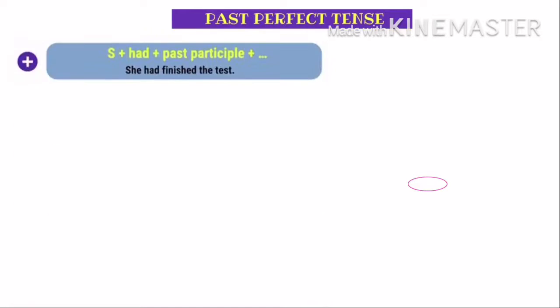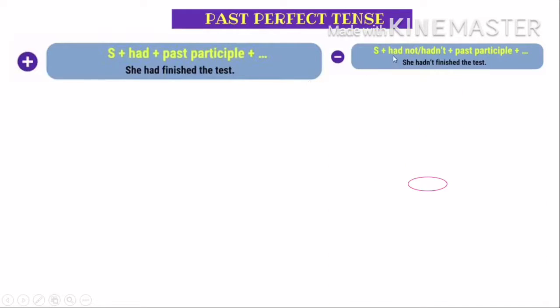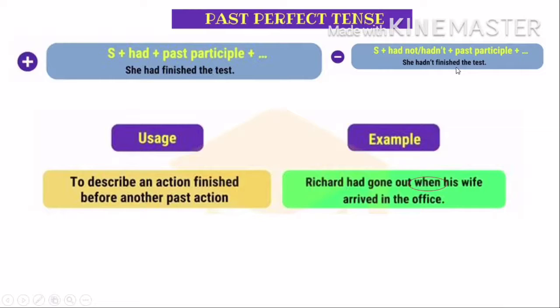Let's see the grammar structure of past perfect. We have the subject or pronoun, and we have to use the auxiliary had and the verb in past participle, okay? She had finished the test. When we're talking about negatives, we just add not. She hadn't finished the test. Auxiliary had, but with not, and the contraction hadn't. Remember the verb in past participle. Let's see an example.